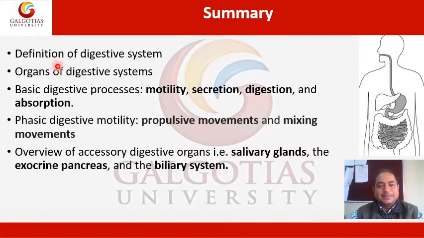So in this class we have learned about the digestive system, its overview, its definition, the organs of the digestive system, the accessory glands and exocrine and endocrine glands present in the digestive system, the accessory organs like salivary gland, biliary system, liver, and the basic digestive processes, that is motility, secretion, digestion and absorption. In digestive motility, we have analyzed the propulsive movement and the mixing movement which are necessary for the digestion process.